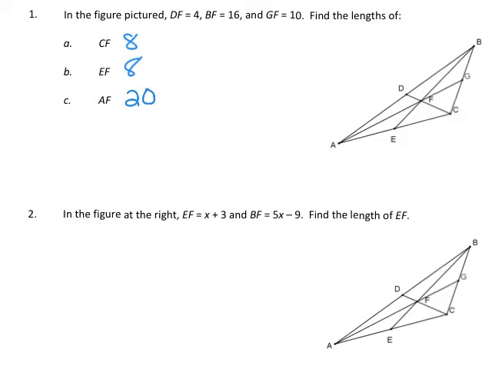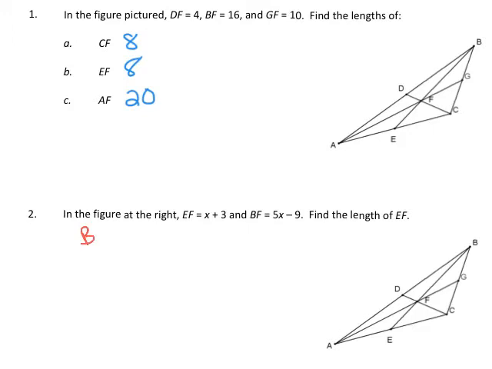And then we'll take a look at the next example here. In the figure, we have a similar figure. EF is x plus 3, and BF is 5x minus 9. Well, you have to think to yourself, this isn't x and 2x anymore. It's not that kind of setup. You have to be careful with this, because which one's larger, EF or BF? If you look, BF is the larger one. So BF is twice EF. That's what you have to remember.